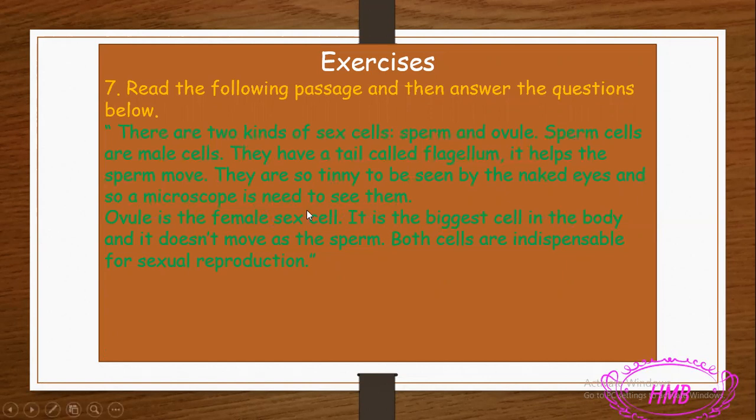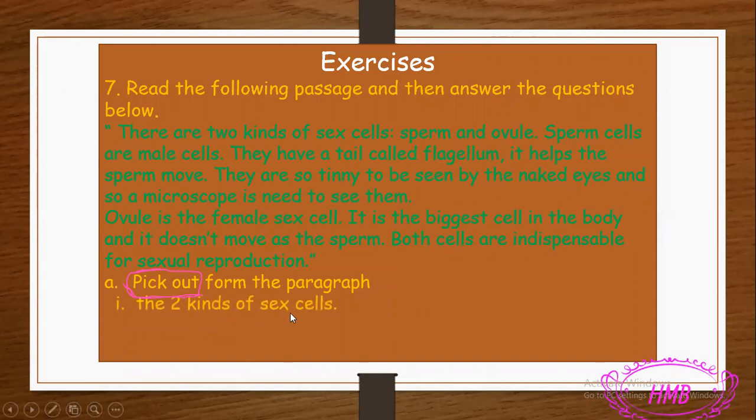Okay, let's start with the first one. Any question that starts with this action verb pick out, it means the answer is in the paragraph, in the text, in the passage. You only have to find it and write it.